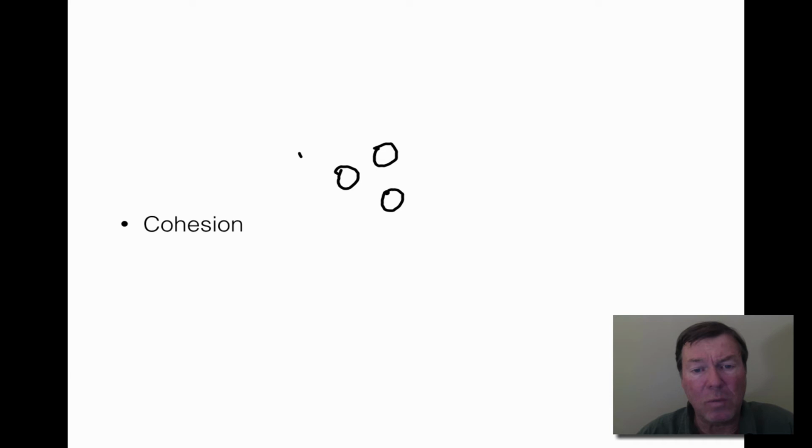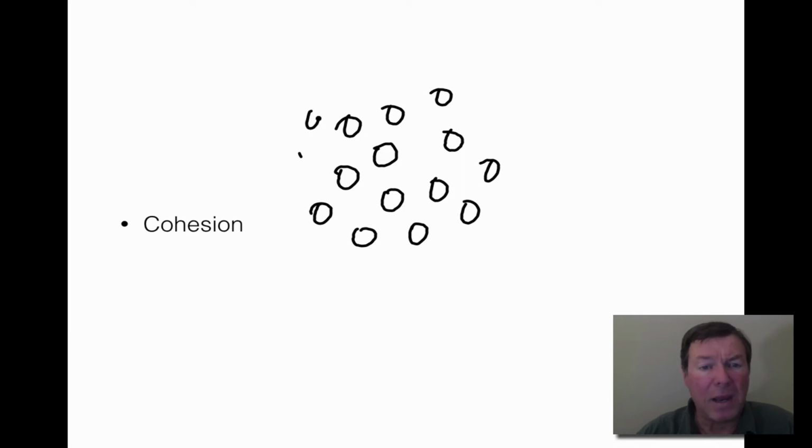Cohesion is the force of water molecules attracting each other. So you have one water molecule here. We'll just draw a whole bunch of water molecules, and the water molecules are attracted to each other. And it's what gives water its surface tension.